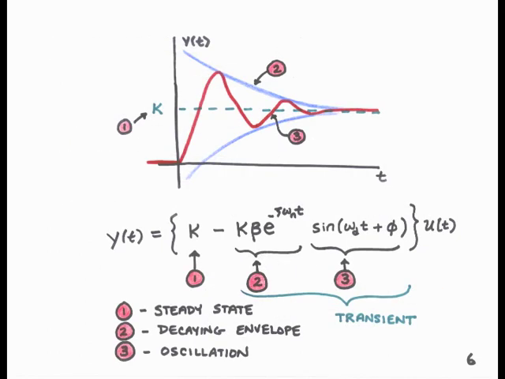Let's now examine how the terms in the response contribute to the graph of the response. So I've written out y of t in a slightly different way than on the previous page. I've shown it as three terms. Term 1 is the steady state value, k. Terms 2 and 3 are multiplied together. The first is the decaying exponential, and the second is the sine wave at frequency omega d. Terms 2 and 3 combine together to make the transient.